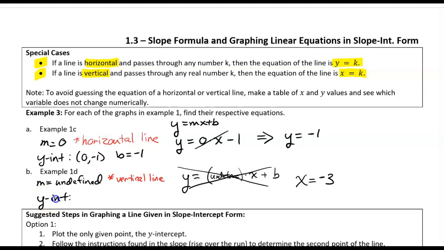Again, we need our m, and we need our y-intercept, and eventually that's going to give us our b value. All right, let's go back to our graph, 1b. We found our slope to be -1/2, so that's our m value. And we picked this nice point already on our y-axis, where our graph crosses, at (0, -6). So our m is -1/2, and our y-intercept is (0, -6).